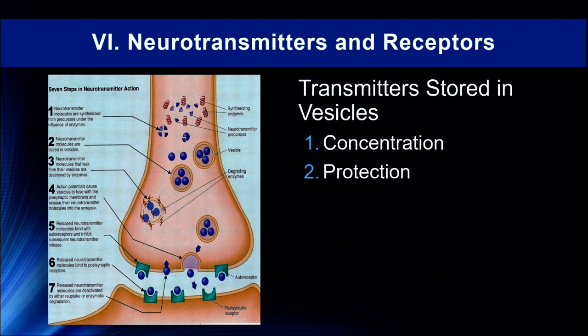So these transmitters are then stored in vesicles. That's to concentrate them to allow a release of a large number of them at the same time, but also to protect them from being broken down by enzymes within the neuron itself. Enzymes are busy things, and they're constantly transforming one thing into another. And so those vesicles will protect the intact neurotransmitters from being broken down into other substances.